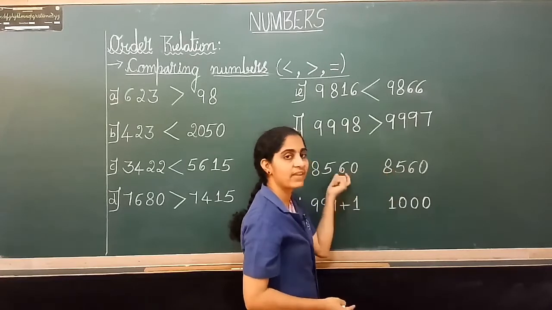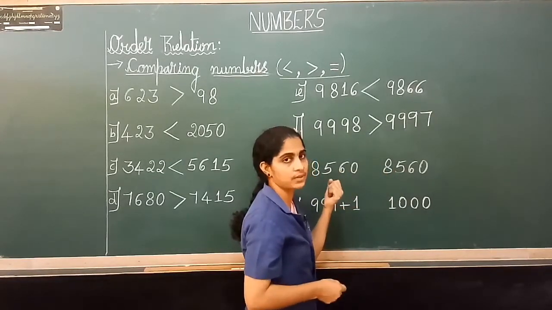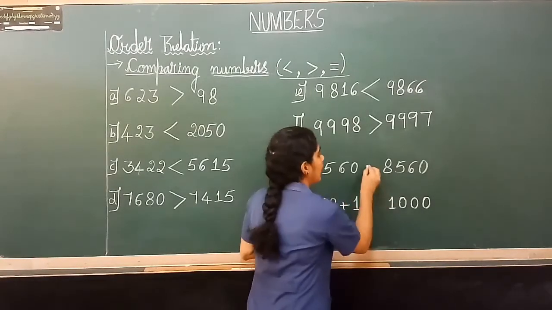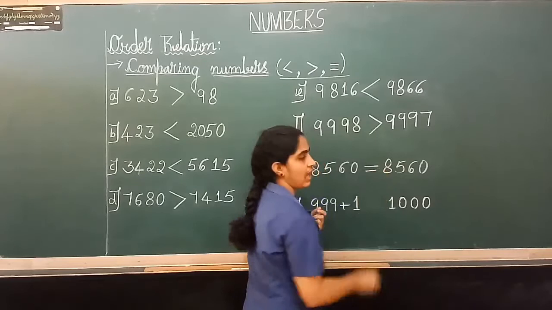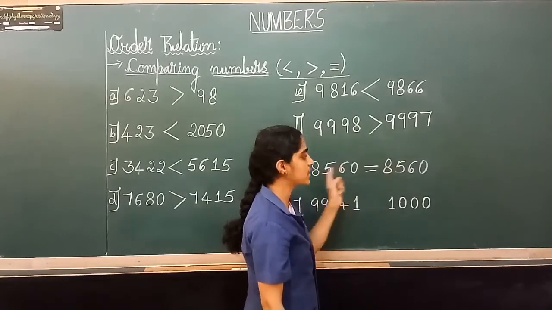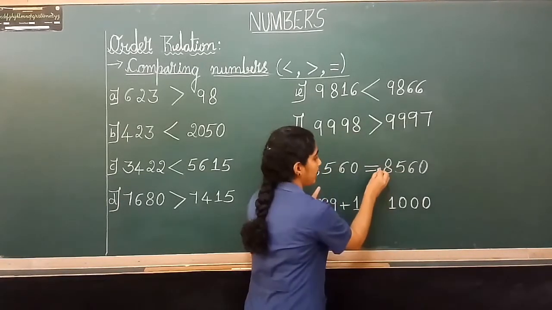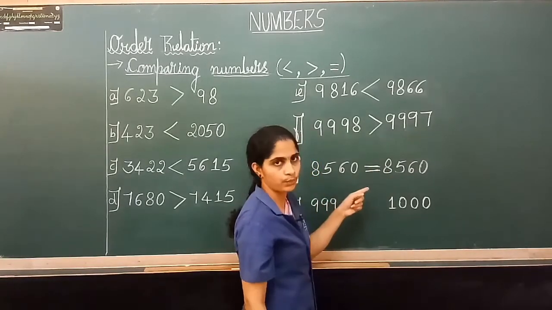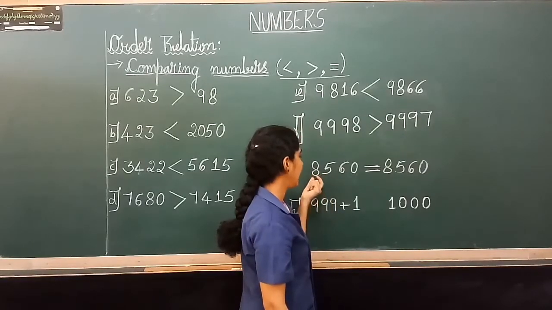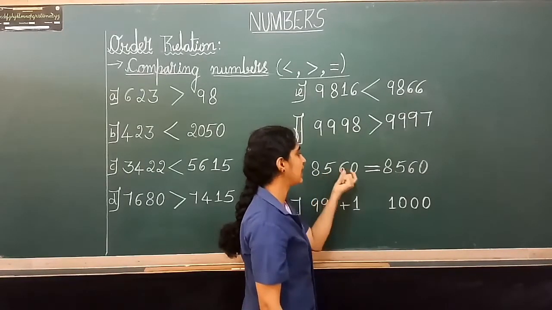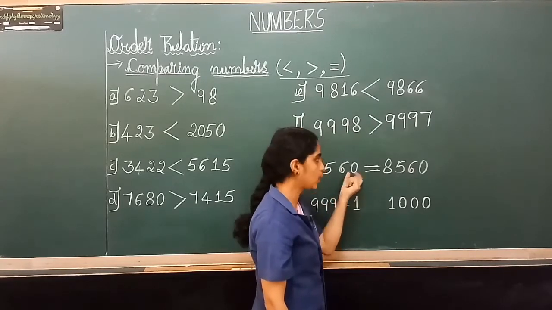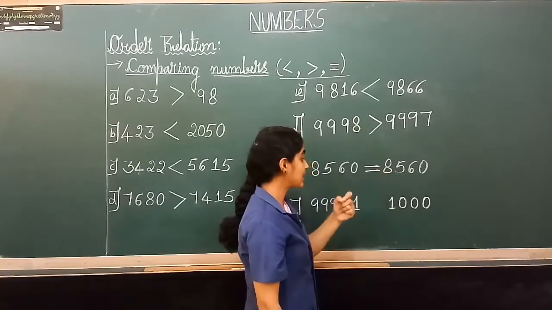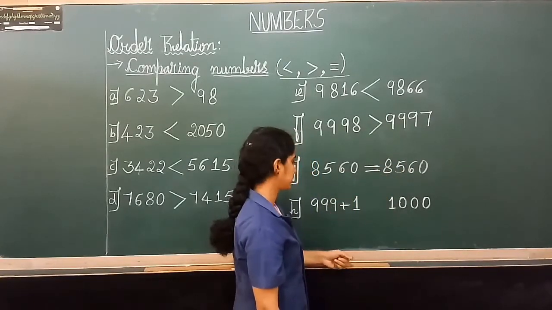Both the side we have same number. So we have to represent the symbol here equal to. As these two numbers are same, we are representing it in a symbol equal to. You can say that 8560 is equal to 8560. Let us come to the last example.